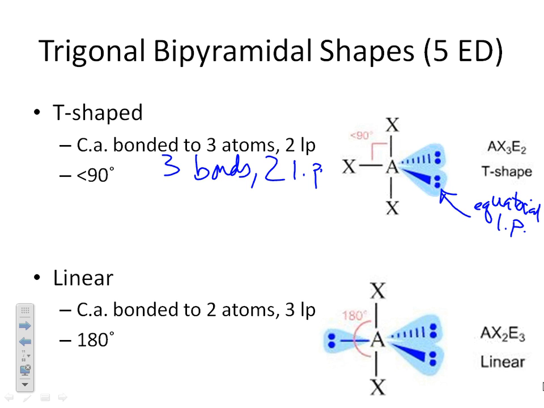And then, again, substitute out one of the bonds for a lone pair. So we still have 5 electron domains, but now we have 2 bonds and 3 lone pairs. And we call this linear. Now this is a different linear than we saw before. This is a linear that has 5 electron domains instead of 2.